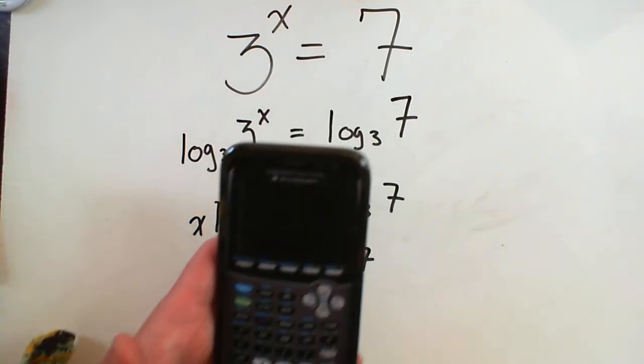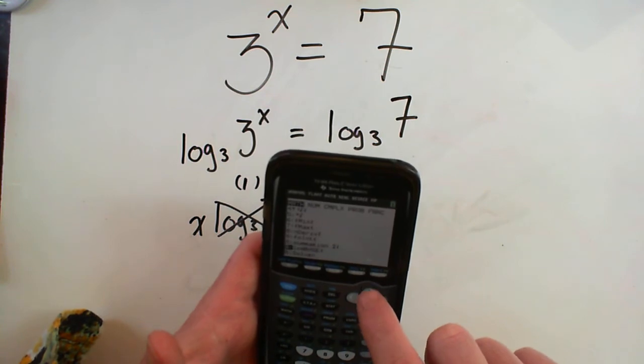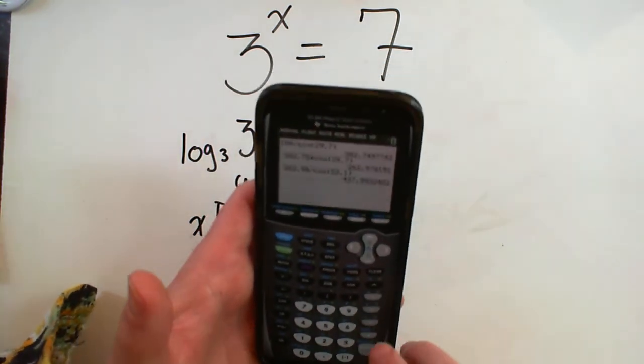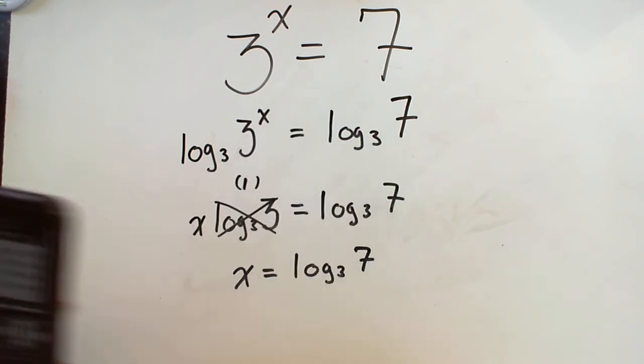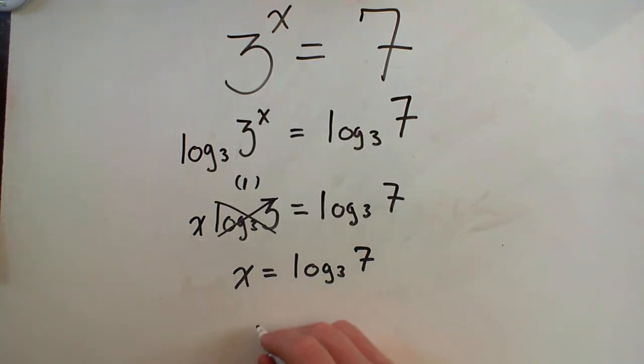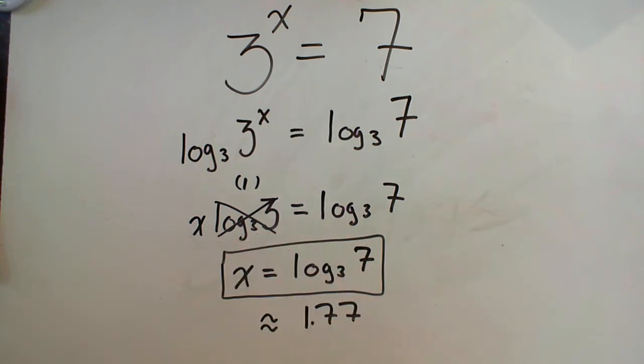So I could hit Math, and using my log base 3 of 7, I see that this is approximately 1.77. But really the answer that I am looking for is this one, right? So x equals log base 3 of 7.